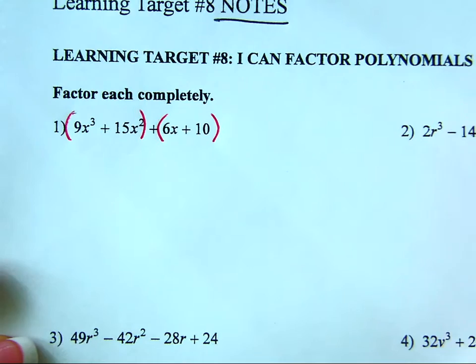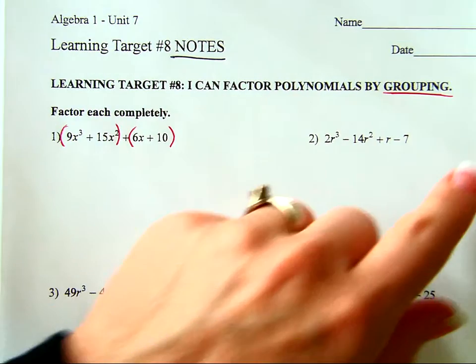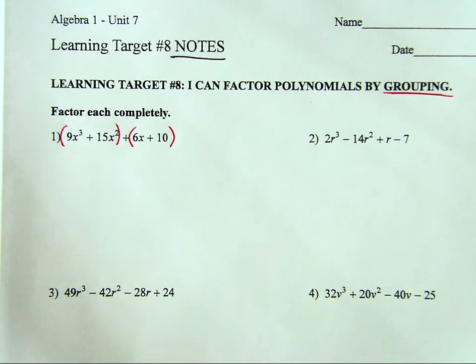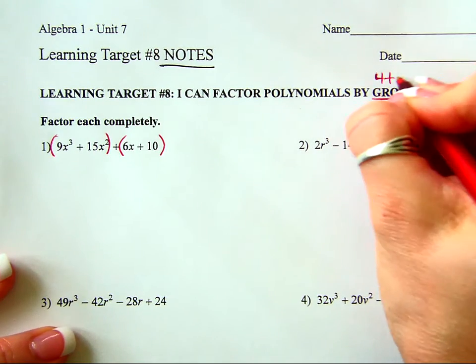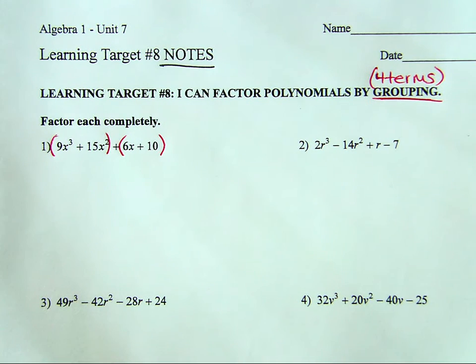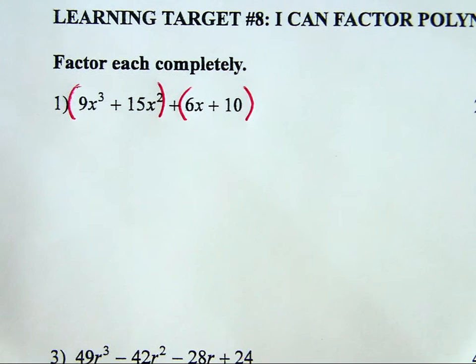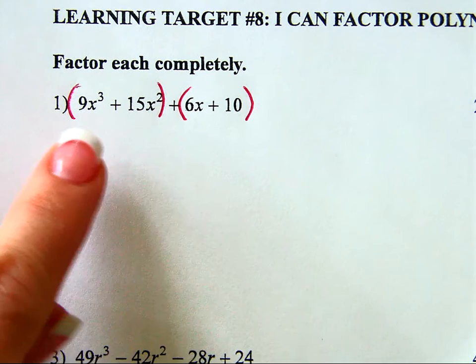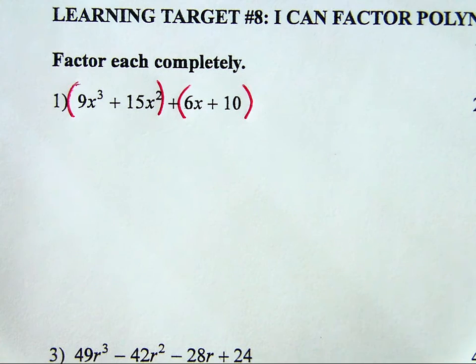I want you to underline this word grouping in your notes. See how it says factoring by grouping? Another way to say factoring by grouping is 4 terms. So the only time you're ever going to group them together, like I just did, is when there are 4 terms. So factor by grouping means there's 4 terms. I want to make it, instead of 4 terms, 2 sets of 2. So I have these 2 grouped together and these 2 grouped together.